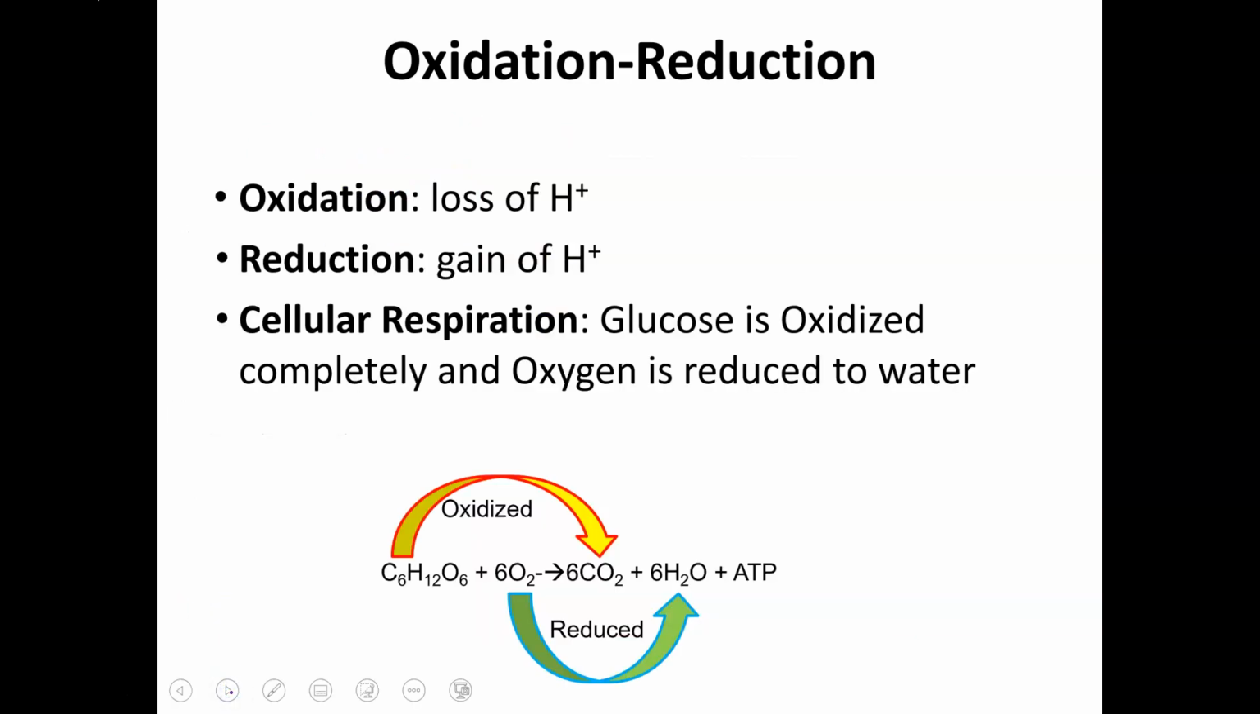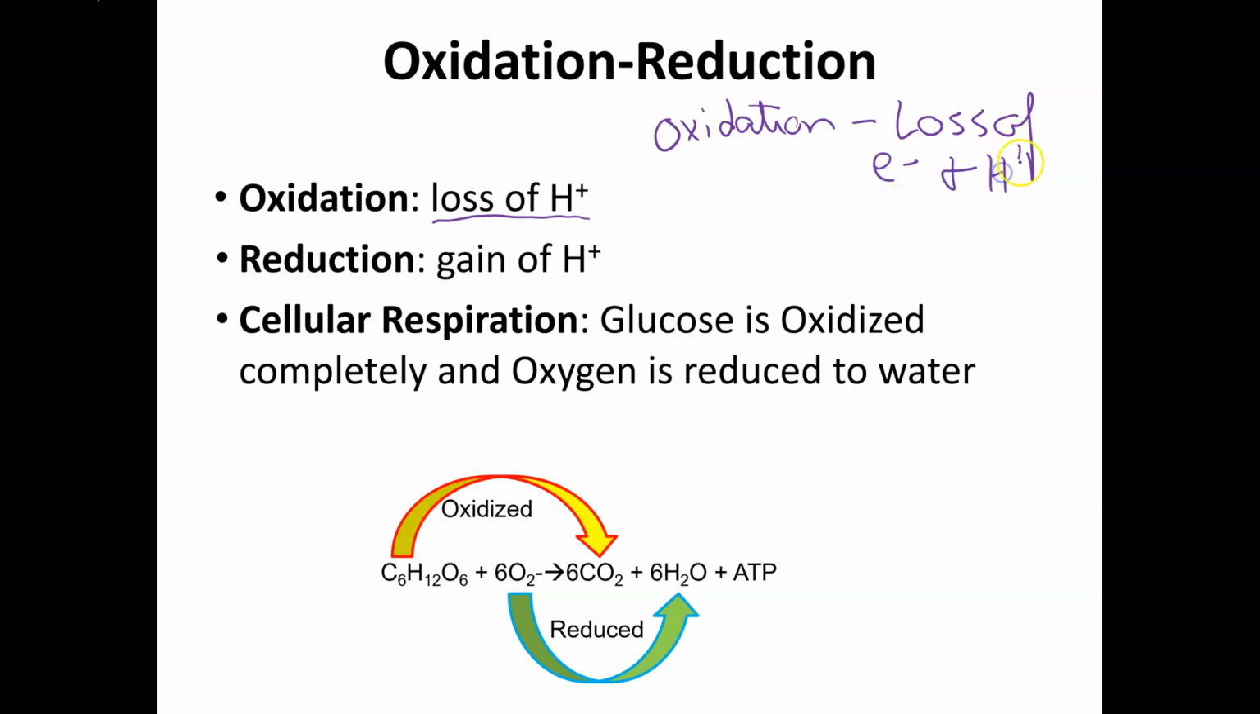So you learned that in chemistry, but in biology, when something is oxidized, it's also losing hydrogen ions. So oxidation is the loss of electrons and hydrogen ions, okay? And then reduction is the gain of those hydrogen ions and electrons. So reduction is gain of electrons and hydrogen ions, okay?